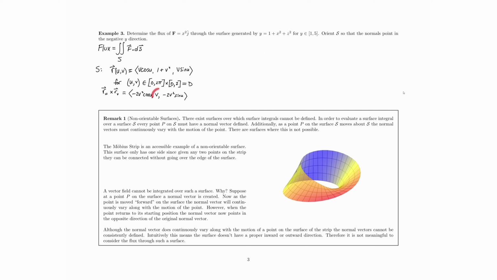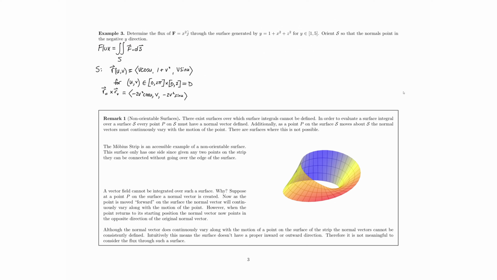And notice that this v here, the y component, since v ranges over 0 to 2, this tells us that v is definitely not negative. But we want our normal vectors to be pointing in the negative y direction. So really, this is in the wrong direction.